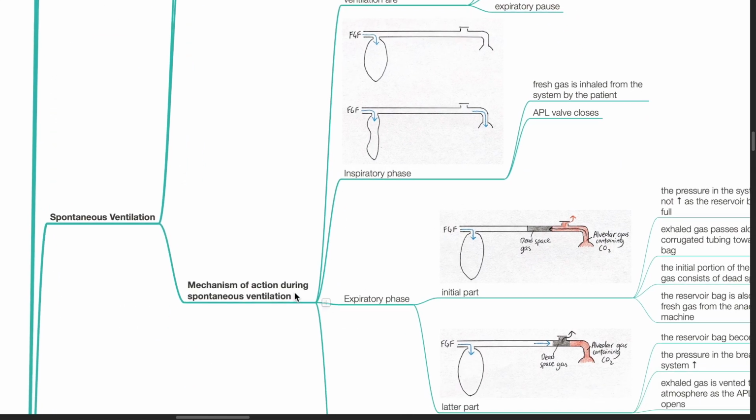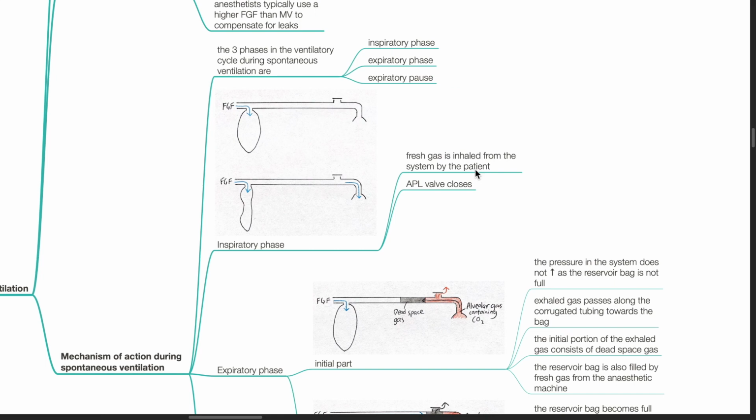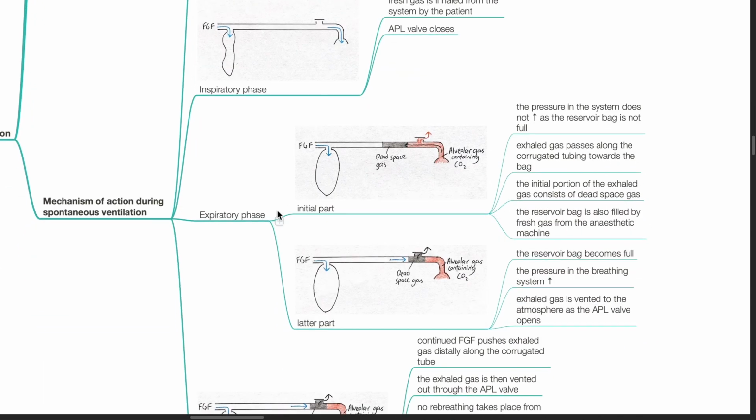Mechanism of action during spontaneous ventilation. The 3 phases in the ventilatory cycle during spontaneous ventilation are the inspiratory phase, expiratory phase, and expiratory pause. During the inspiratory phase, fresh gas is inhaled from the system by the patient. The APL valve closes. During the expiratory phase, initial part, the pressure in the system does not increase as the reservoir bag is not full.